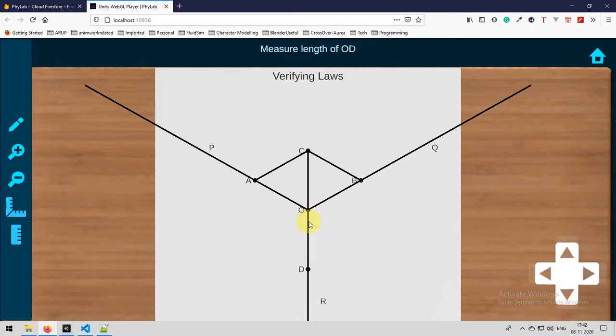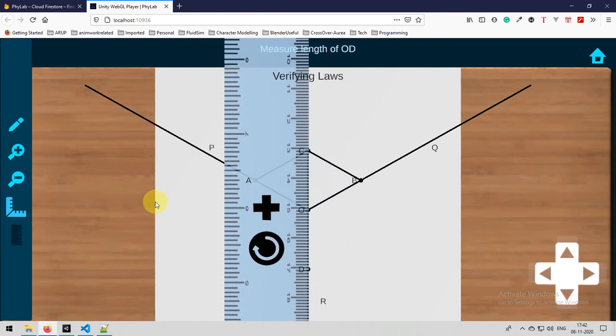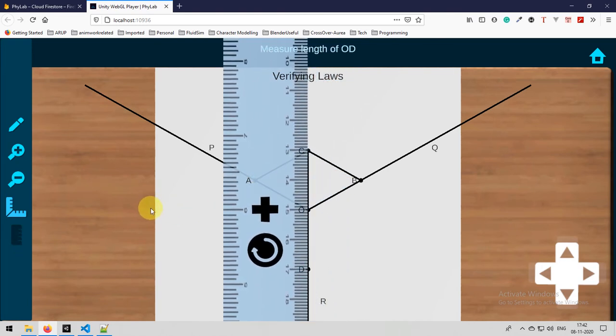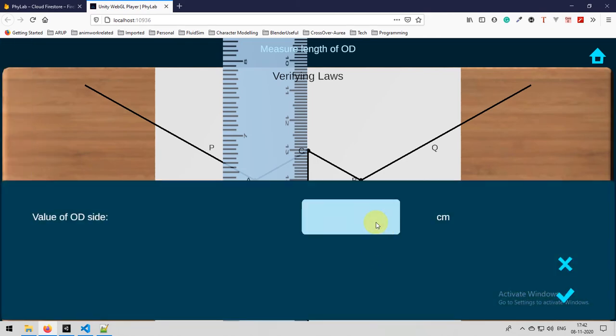And the next one is to measure the length of OD. Enable the scale, adjust the scale, and then click on the observation button, then enter the value.